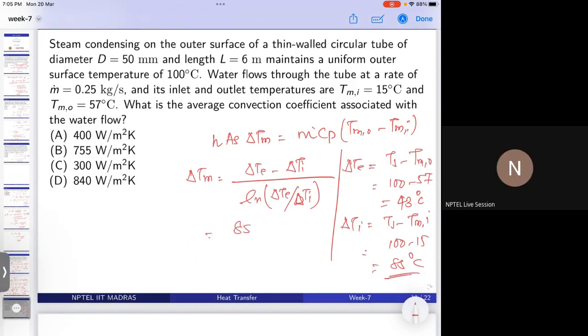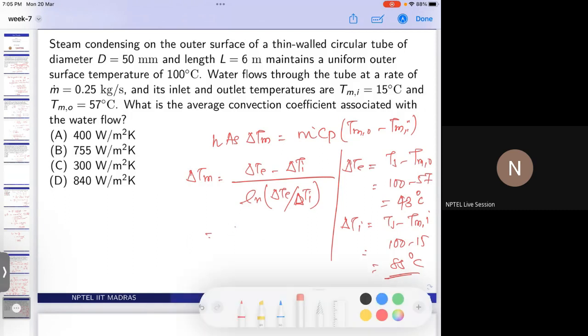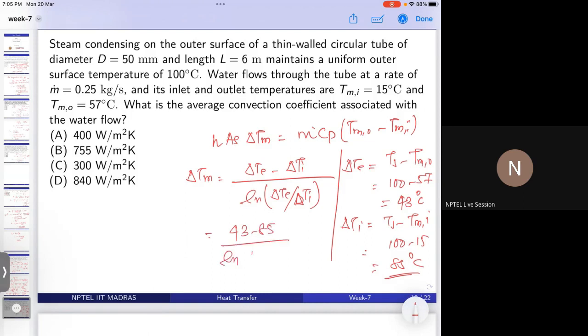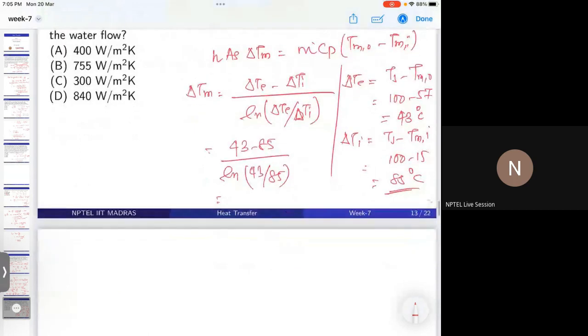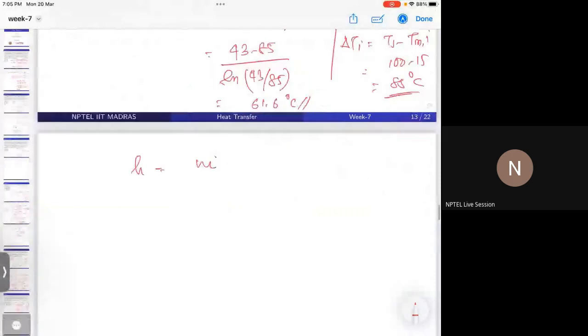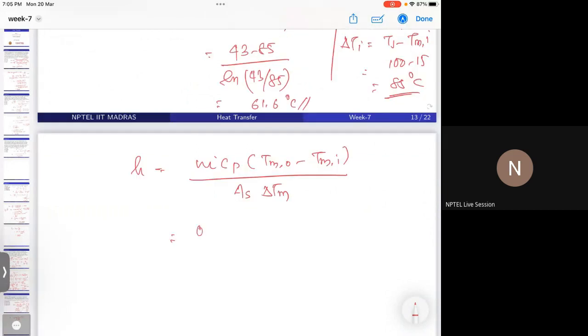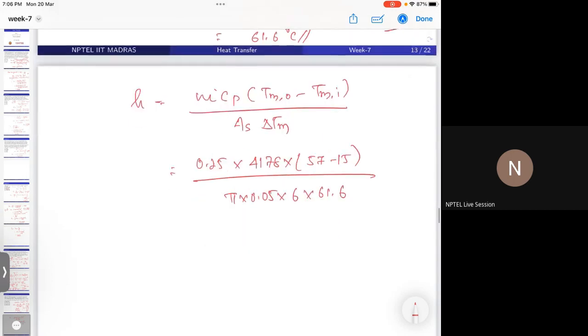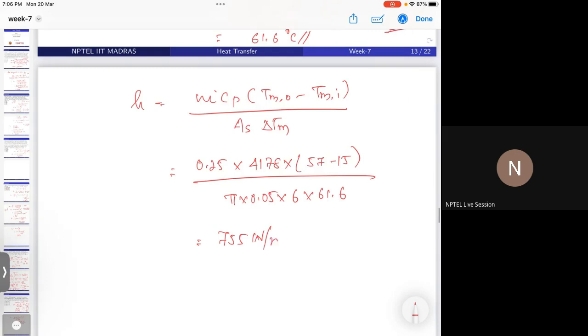So what is the LMTD? That is 43 minus 85 divided by ln of 43 by 85. The LMTD is 61.6 degrees Celsius. Now we are just substituting the values: m dot Cp times Tmo minus Tmi, divided by As, which is pi D L, times LMTD. m dot is 0.25, Cp 4178, then 57 minus 50. Area is pi into 0.05 into 6, into 61.6. So this will come out to be 755 watt per meter square Kelvin.